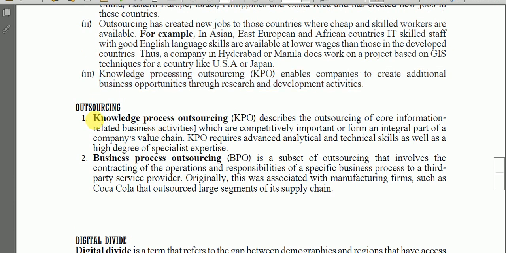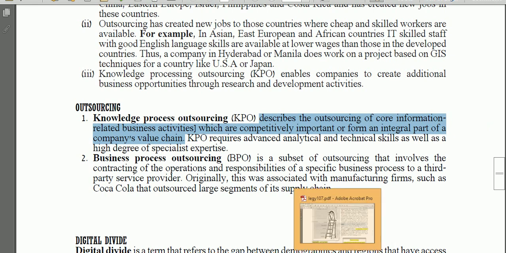The first one is knowledge process outsourcing, KPO. It describes the outsourcing of core information related business activities which are competitively important or form an integral part of the company's value chain. KPO requires advanced analytical and technical skills as well as a high degree of specialist expertise. So it is related with knowledge.